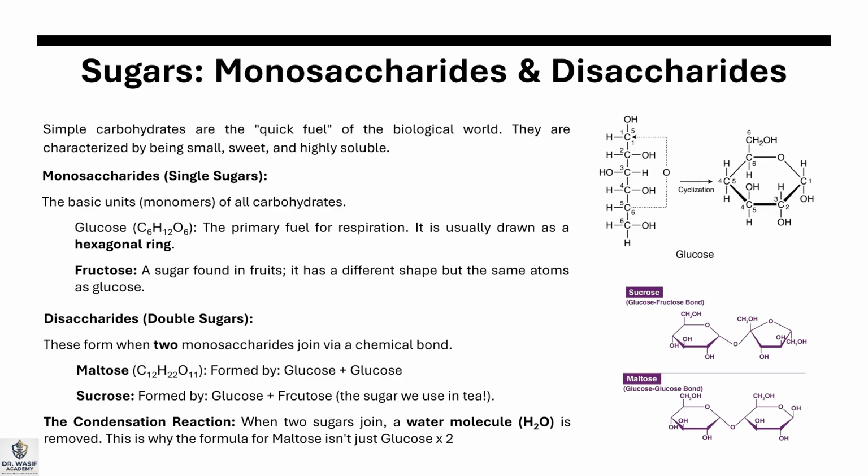But look closely at the math. When two sugars join, they undergo a condensation reaction. This means a molecule of water is squeezed out to make the bond. That is why the formula for maltose is not exactly 2 times glucose. So you have to subtract the atoms which made the water.